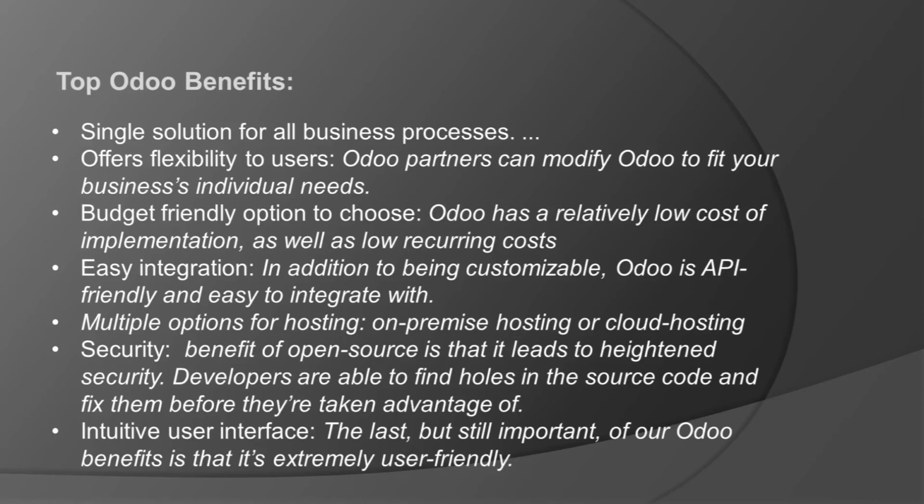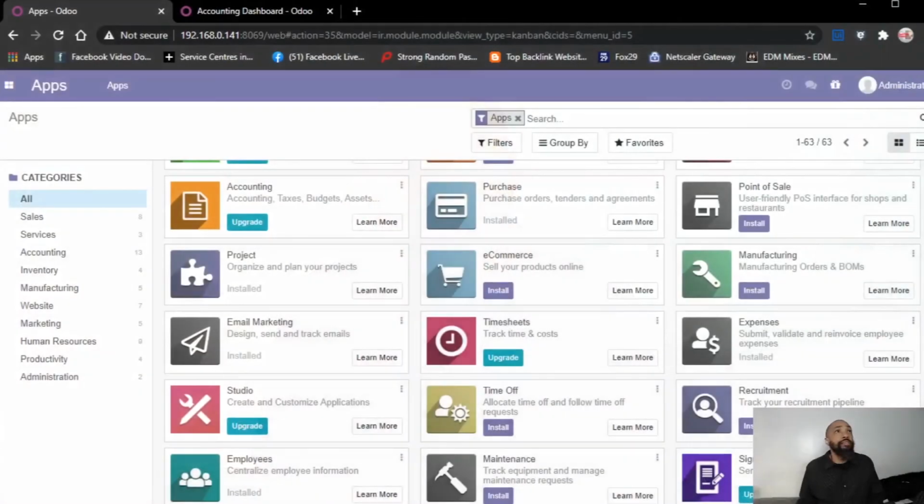There are multiple options for hosting. You could do it on premise or you could do it on the cloud. Security: there's a benefit to this being open source in that it leads to high security. Developers are able to find holes in the source code and fix them before they're taken advantage of. And the user interface is pretty easy to use. It's still important, and it's an intuitive user interface. So I'm telling you, it's pretty good what they have here.